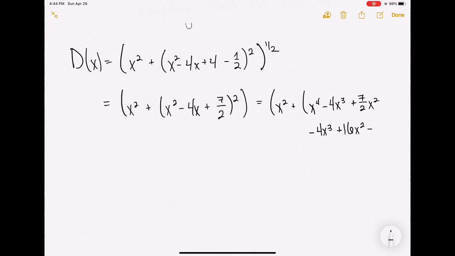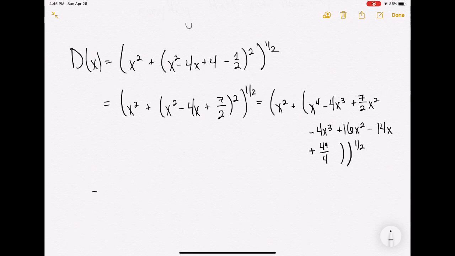Minus 14x, and then we're going to go plus 49/4. That's something that your calculator can do for you if you have it.